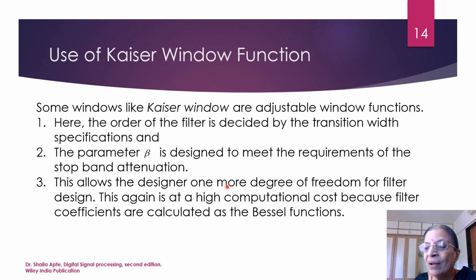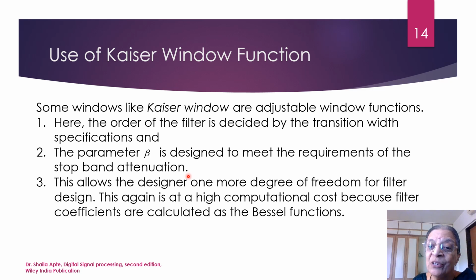Now, if you want to have a trade-off, that means if you want to achieve both at a time, then not just the filter order, but you will have to have one more parameter for adjustment, one more degree of freedom. So that is achieved in this case by the Kaiser window. In this case, the order of the filter is decided to achieve the transition width that is specified. And then there is a parameter beta for calculation of the Kaiser window coefficients. And this beta is to be designed to meet the requirements of the stop band.